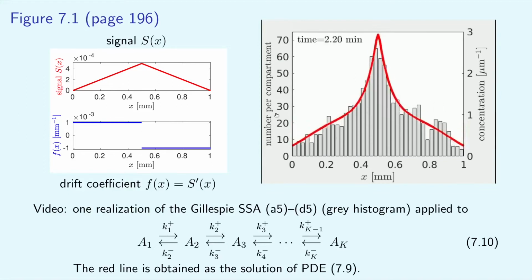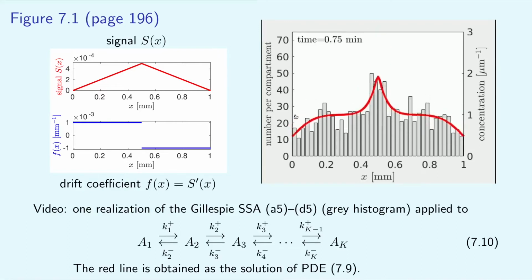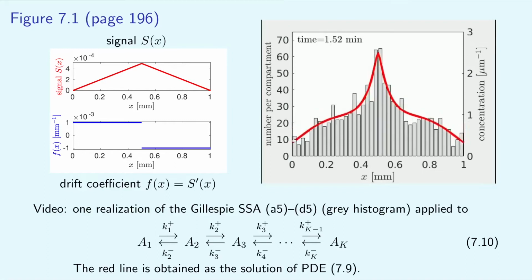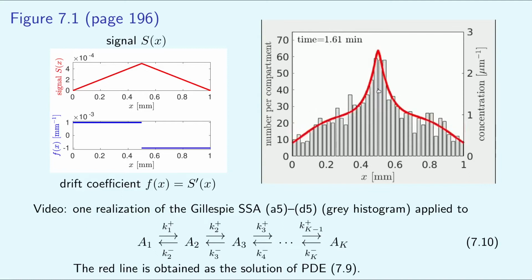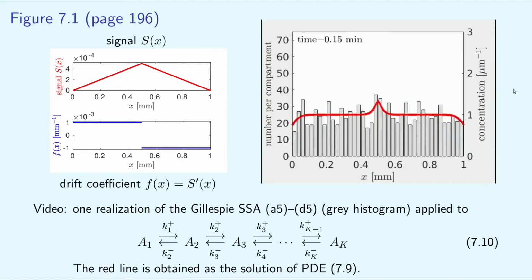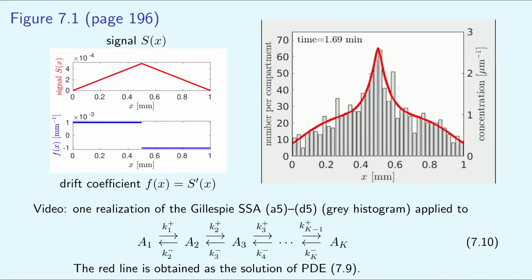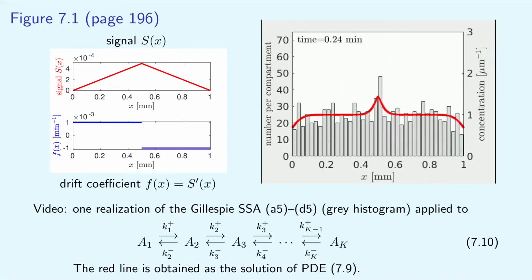A snapshot from this video is in the lecture notes as figure 7.1b. We observe that there is a high concentration of particles around the maximum of the signal. The red line is obtained as the solution of the chemotaxis equation. If we wait for a sufficiently long time, then this distribution will approximate the corresponding stationary distribution, which we can also obtain by putting the time derivative equal to 0. So any local maximum of the signal corresponds to the local maximum of the stationary distribution.